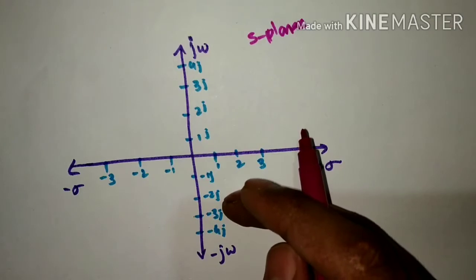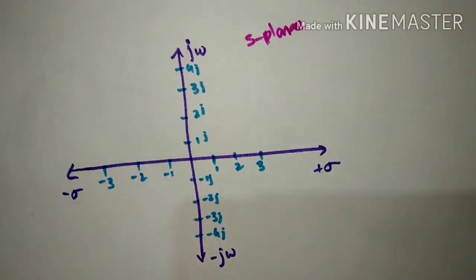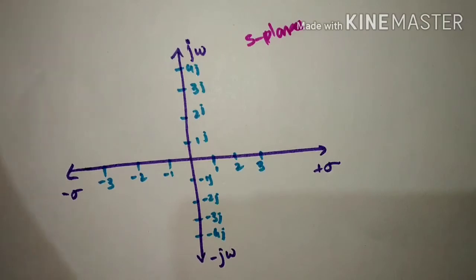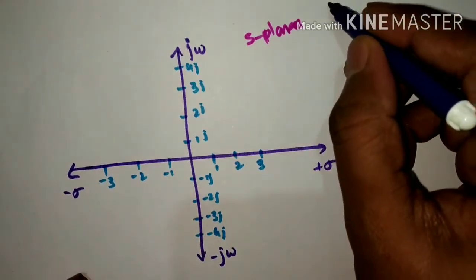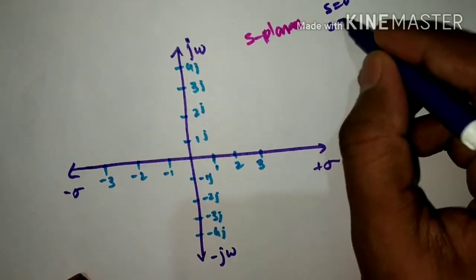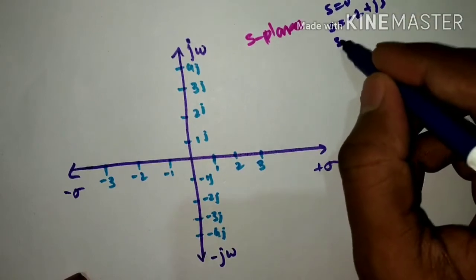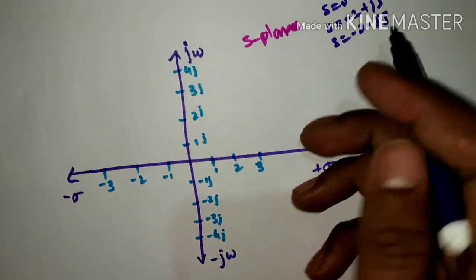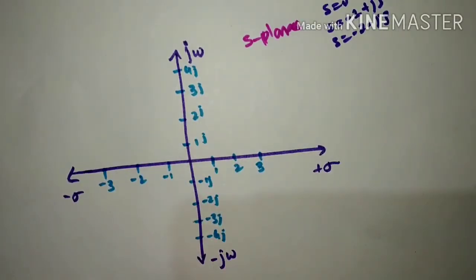One pole is at S is equal to 0, and another pole is minus 2 minus 3J, and the third pole is minus 2 plus 3J. So you see how many poles we have? The first one is S is equal to 0, the second one is minus 2 plus 3J, and the third one is minus 2 minus 3J. So these are the poles. We don't have any zeros. Okay. So we locate it now.